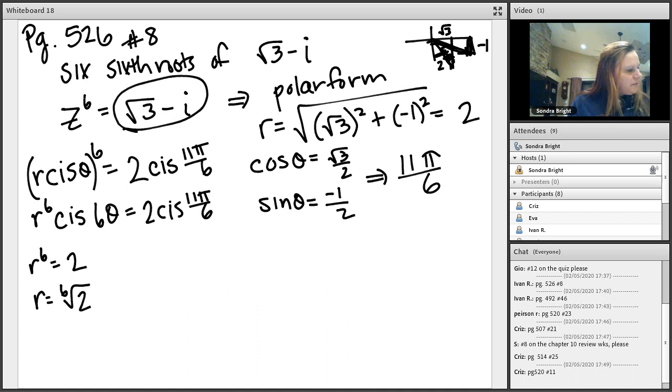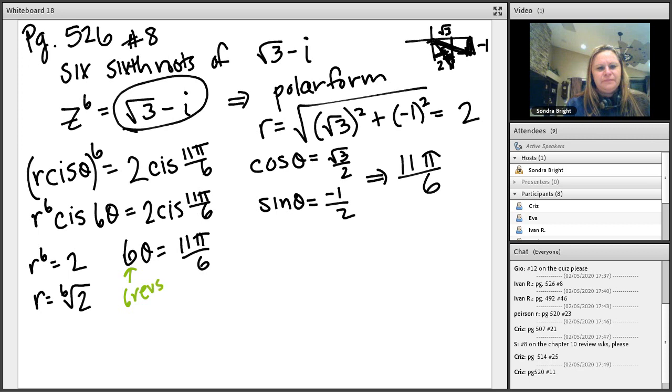There's no answers right here. That's fabulous. All right, you guys tell me if you see a mistake. Okay. 6 theta is 11 pi over 6, and we have to go around 6 revolutions. Holy crap. 6 revs. All right, which means I'm going to add 2 pi to get to the next guy. And I'm going to keep on adding 2 pi.